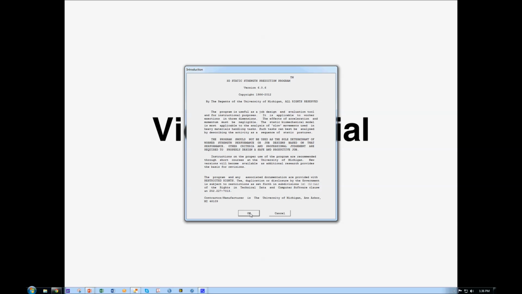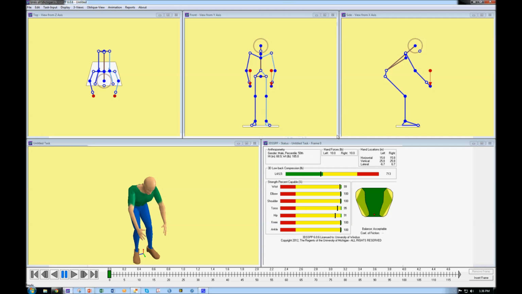It's going to bring up some disclaimers. You're just going to say OK, and you'll get a window that looks like so. Now you should have 3D static opened up, and you'll have 4 different views. The top left is the view from atop. The middle view up here is the view from the frontal plane, and the top right-hand corner is the sagittal plane, the side view.